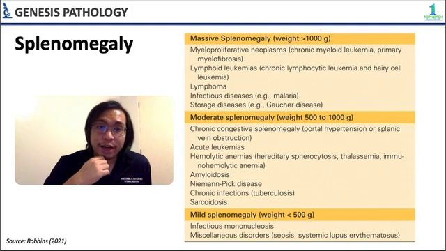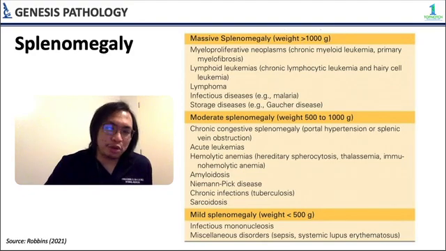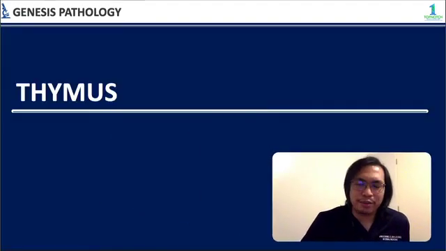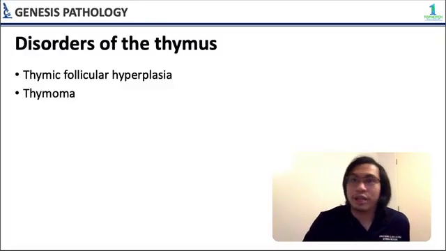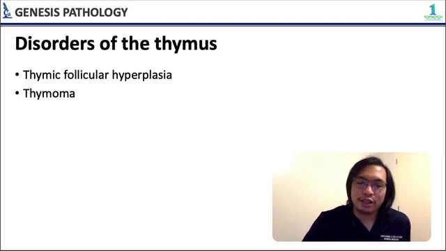Okay? Moderate splenomegaly, mga congestion. Mild splenomegaly, infectious mono. In infectious mono, EBV, we advise patients to avoid contact sports because of the risk of splenic rupture. Okay? Thymus, isa lang yung masasabi ko dito, thymoma. Thymoma is associated with your pure red cell aplasia and your myasthenia gravis.